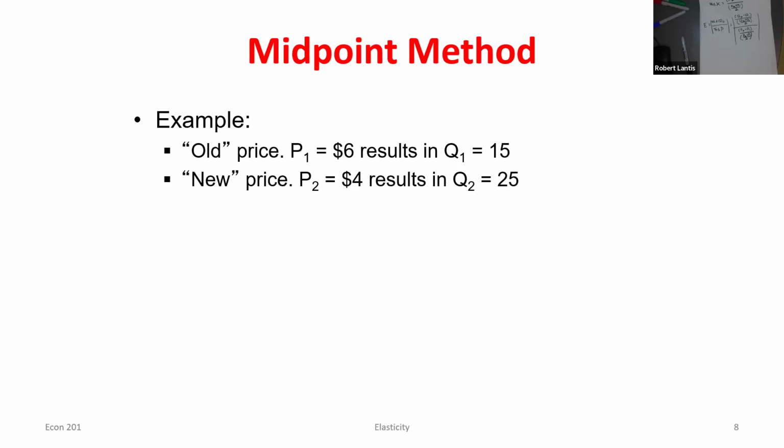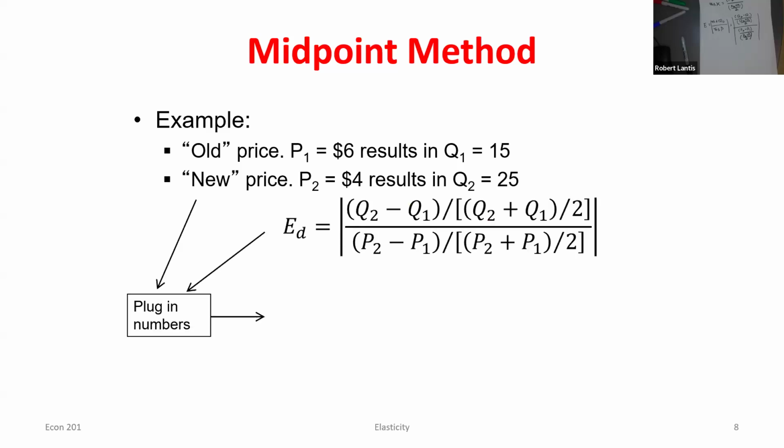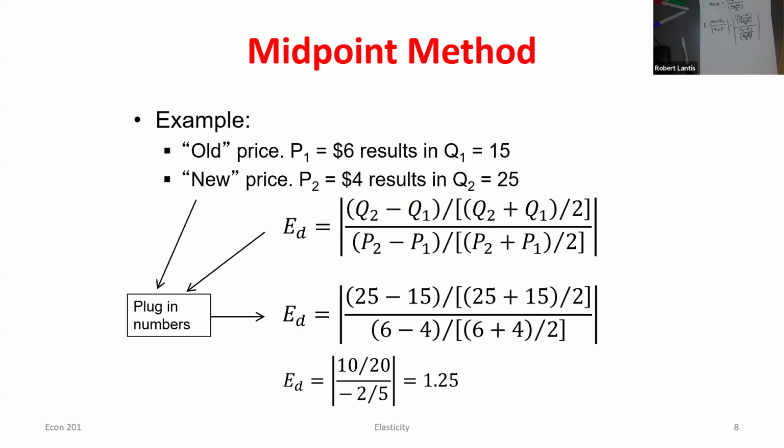What's the percentage change in price? Well, what's the change in price? 2. What's the average price? If I add those up and divide by 2, 10 over 2 is 5. So 2 over 5, my denominator would be 0.4. So 0.5 over 0.4 gives me an elasticity measure of 1.25.